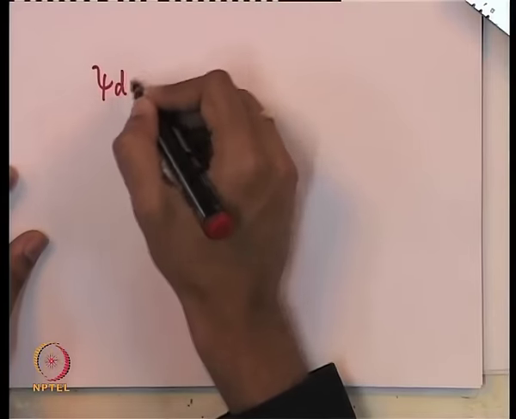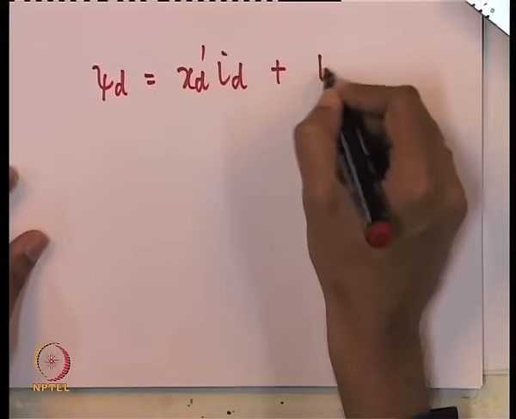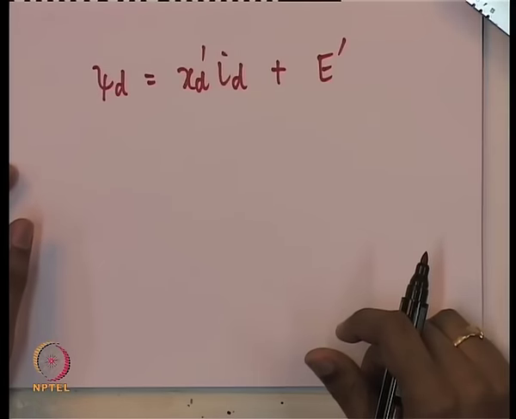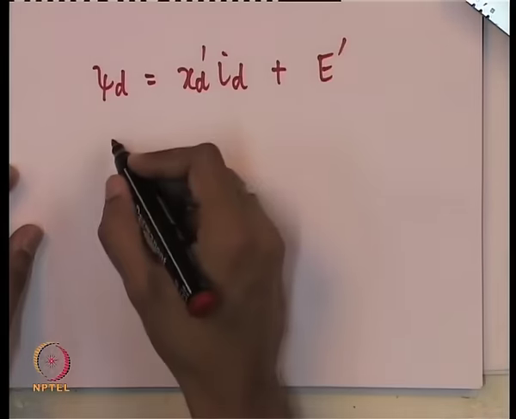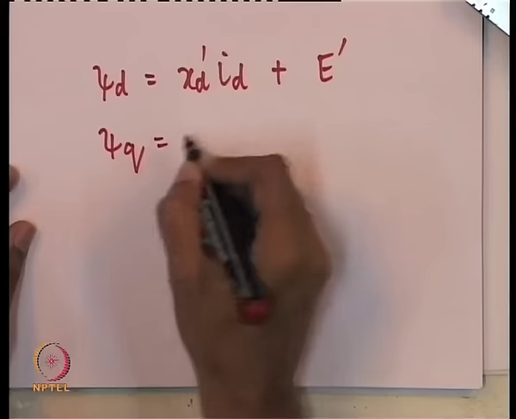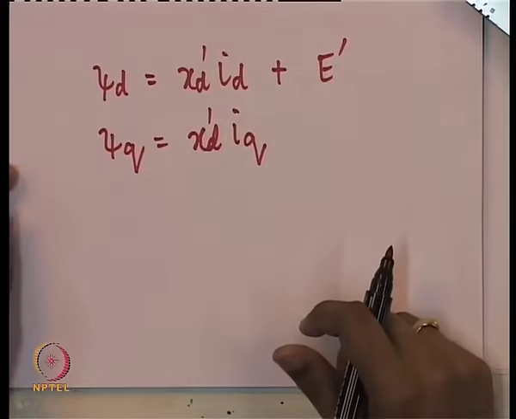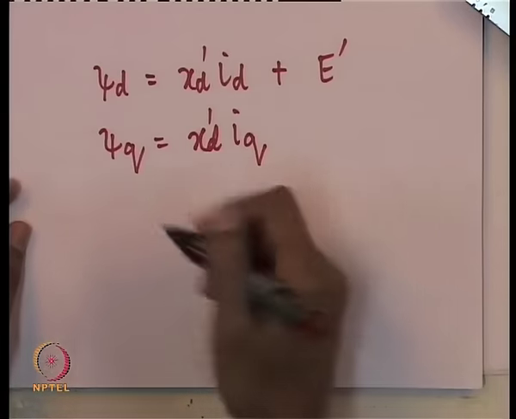So, what you will get, if you just go ahead, is psi d equal to x t dash I d plus e dash, which is proportional to psi f, which is assumed to be a constant. So, e dash is also a constant, and you also have psi q equal to x t dash I q. This is got by approximating x q equal to x t dash, an absolutely ad hoc assumption.